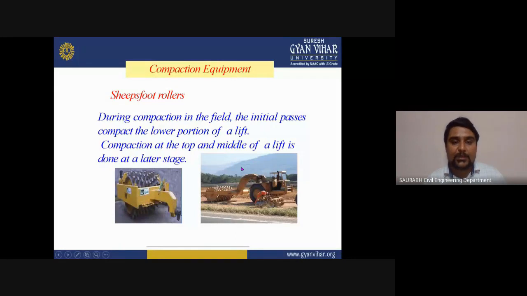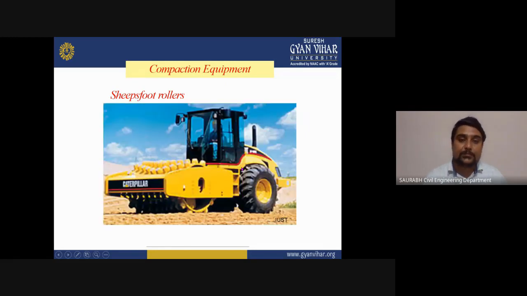During compaction in the field, the initial passes compact the lower portion of the lift. Compaction at the top and middle of the lift can be done at a later stage. As you can see here, this is your sheepsfoot roller, which is also very effective in the field and can easily compact soil very well. And this is also an image of a sheepsfoot roller.